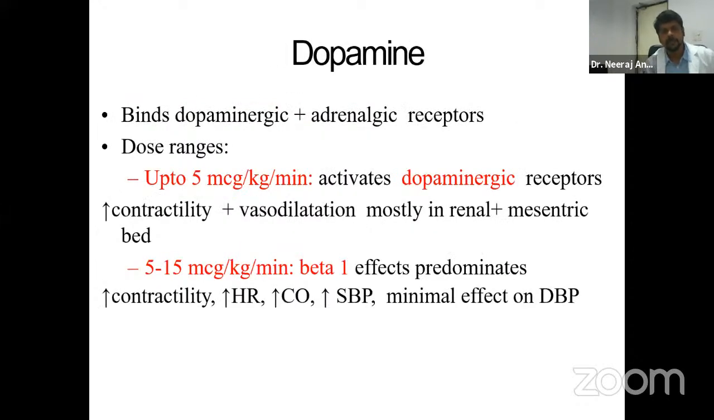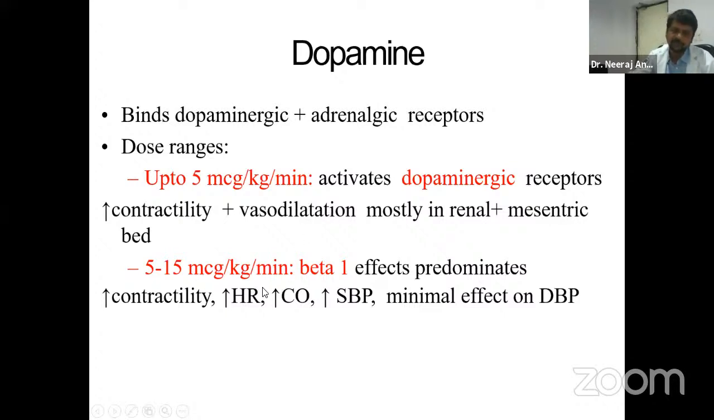Now coming on to the dopamine. Dopamine binds both to dopaminergic as well as adrenergic receptors. At low doses, up to 5 microgram per kg per minute, it activates dopaminergic receptors, which leads to increased contractility of heart as well as vasodilatation, mostly in renal and mesenteric beds. So at low doses, there is no significant effect on shock.